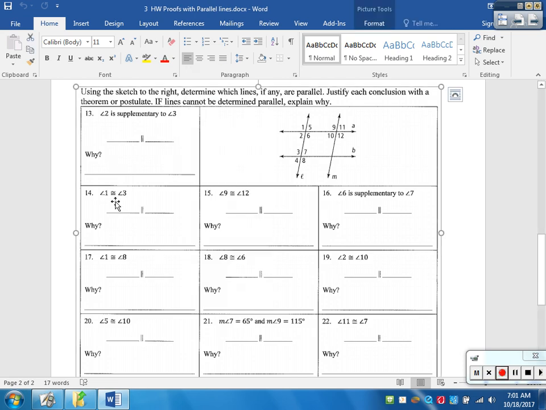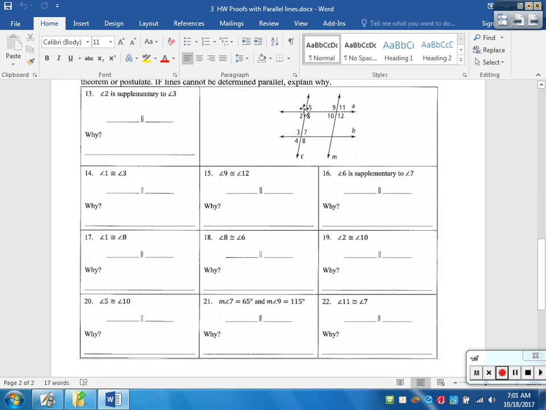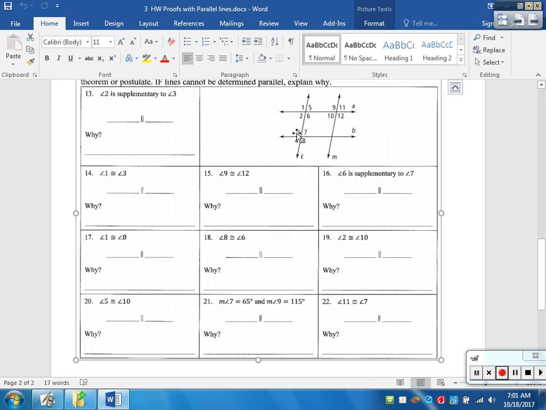So again, if we look at number 14, 14 is that 1 is congruent to 3. So angle 1 is right here. Angle 3 is right here. So 1 is congruent to 3. Those are along the A and B parallel lines. So A and B are the lines that matter. So we would put A is parallel to B here. And the reason those are congruent is the type of angle pair. So angle 1 is congruent to angle 3 because those are corresponding angles.